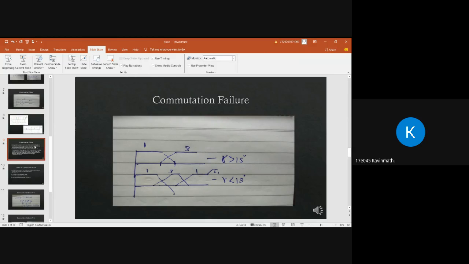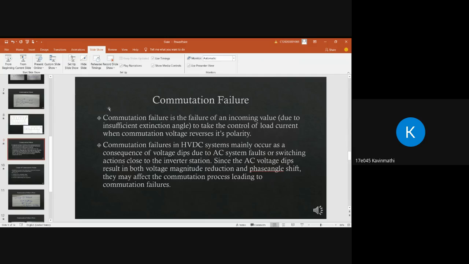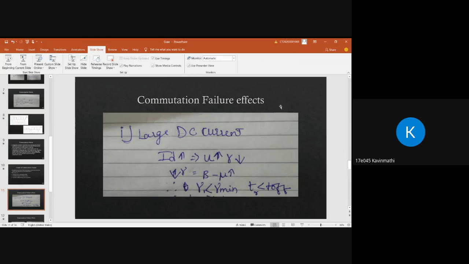So now I'm going to explain the commutation failure in terms of theory. What they are saying is that commutation failure is the failure of an incoming valve to take control of the load current when the commutation voltage reverses its polarity. So from the example we have said, if 3 needs to take control of the load current, thyristor 1 should get switched off. But if the failure occurs, if the extinction angle is insufficient, thyristor 1 again takes control of the load current, and this leads to the commutation failure.